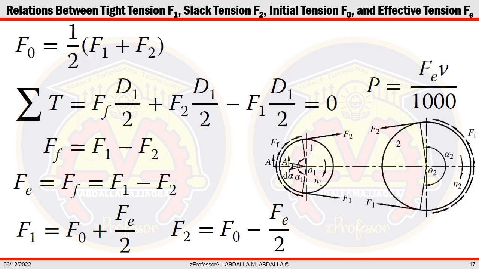It is vital to ascertain the maximum frictional force or the maximum effective tension because the frictional force has a critical or maximum value that restricts the amount of power a belt drive can transfer.